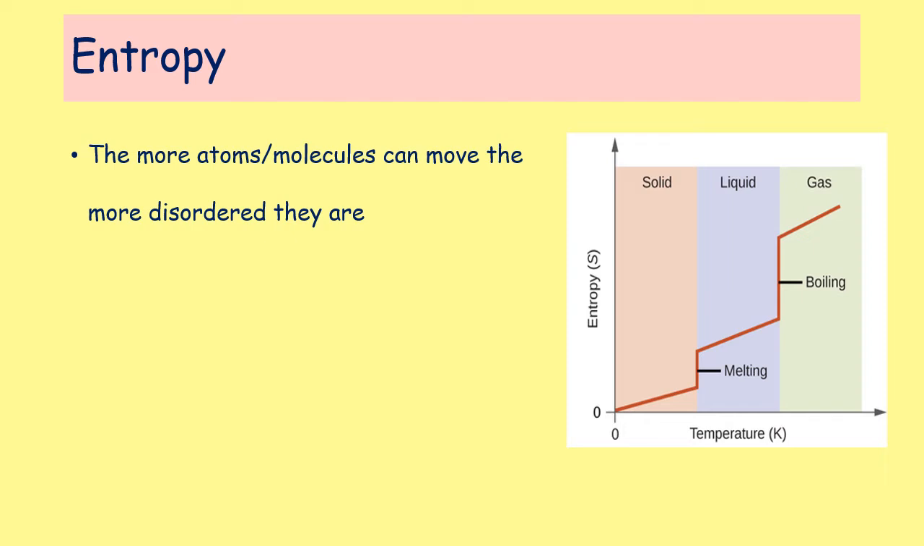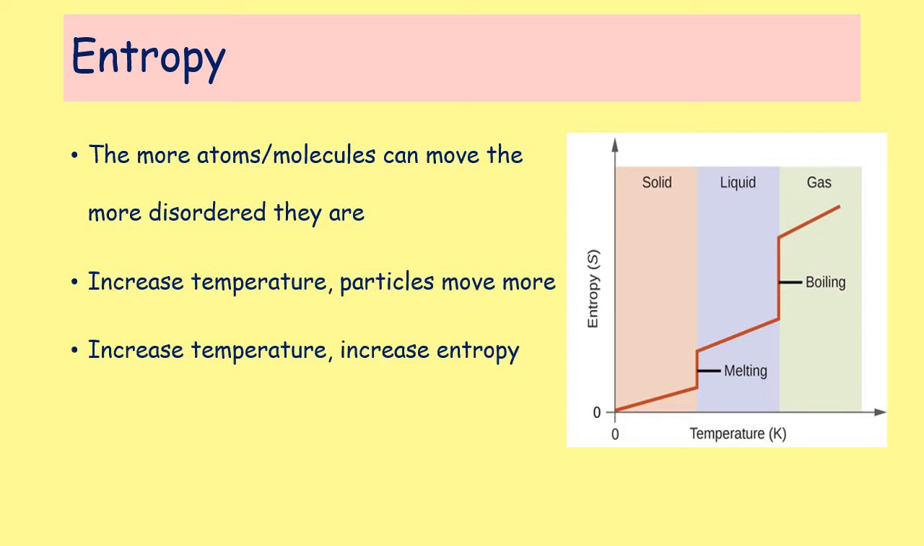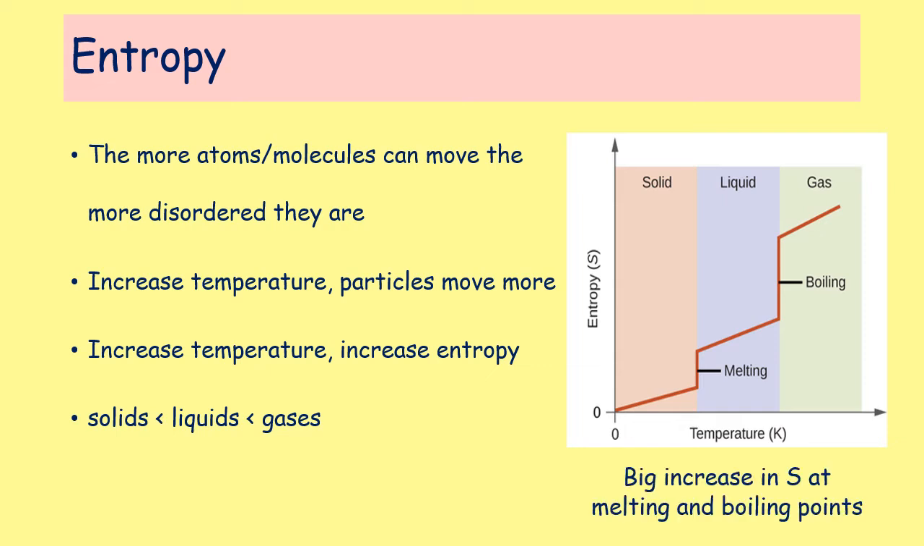The reason for that is because upon melting and upon boiling, you're giving molecules and atoms even more freedom to move around, and more freedom to move around means more disorder. So if we increase temperature, particles move more, which means they have an increase in entropy. Solids have less entropy than liquids, which have less entropy than gases. And we always see a very big increase in entropy at melting and boiling points.